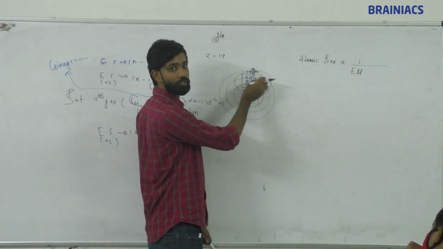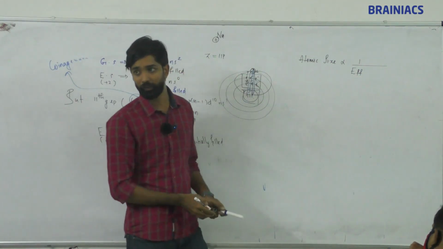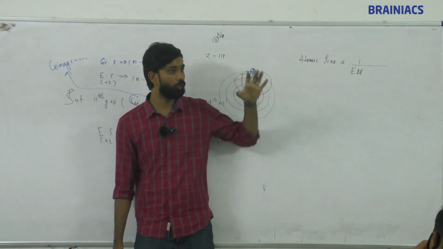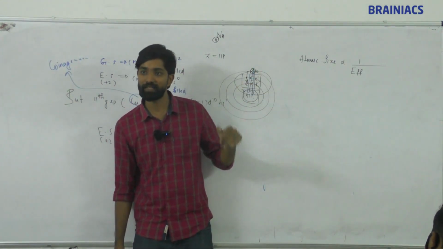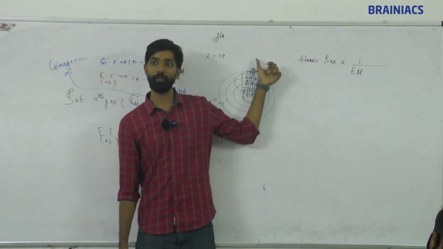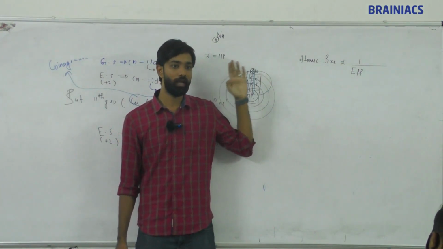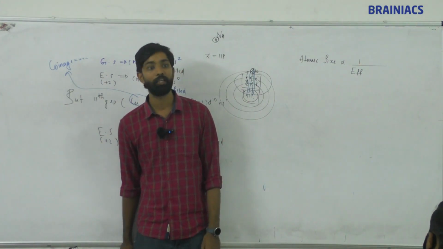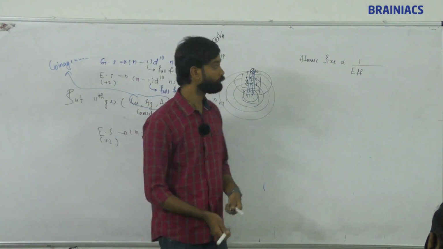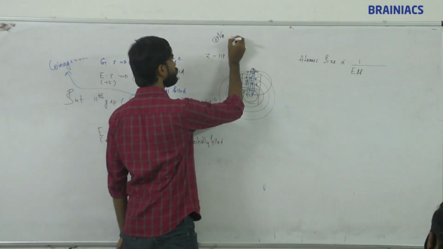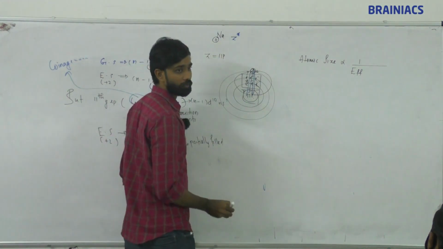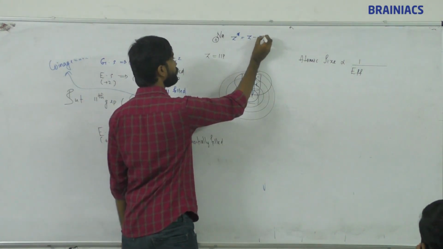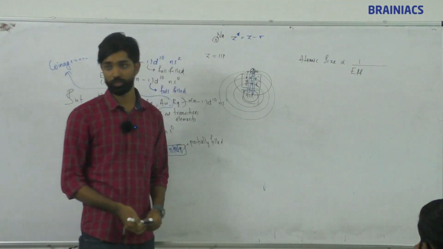Some attraction is cancelled by the screening effect of inner electrons. So a charge which is always less than 11 protons will be attracted here, and that real charge is called effective nuclear charge. It is represented by Z star, and Z star is Z minus sigma, where sigma is the Slater screening constant.